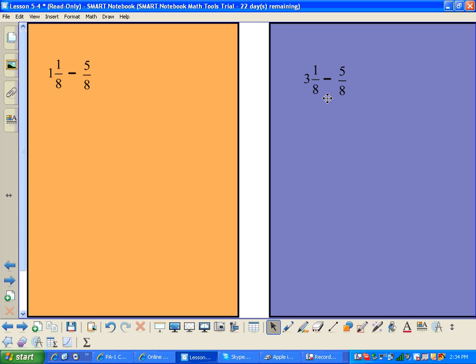So we're going to start with a simpler problem in the orange box. Here we have 1 and 1/8 minus 5/8. Now I have noticed that many of you have been making the mistake of simply reversing the numbers and doing 5/8 minus 1/8. Well, in subtraction, the commutative property does not apply. We cannot switch the numbers around and then have the same result. So we must complete the subtraction as written.